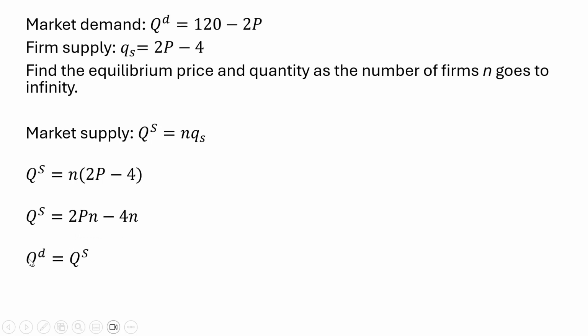and now we're going to set quantity demanded equal to quantity supplied. So the market demand, the market quantity demanded, equal to the market quantity supplied, to find the equilibrium price and quantity. Setting those equations equal, and now we're going to solve this for P.